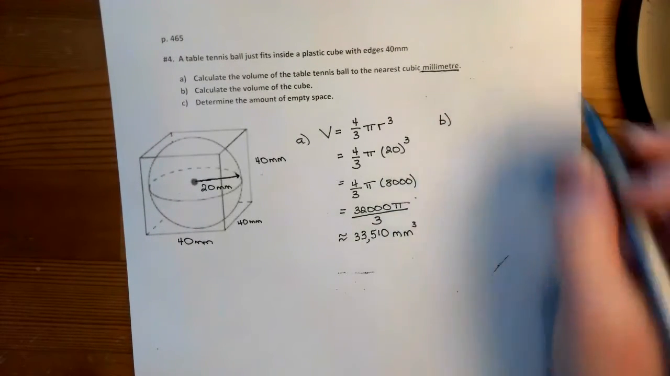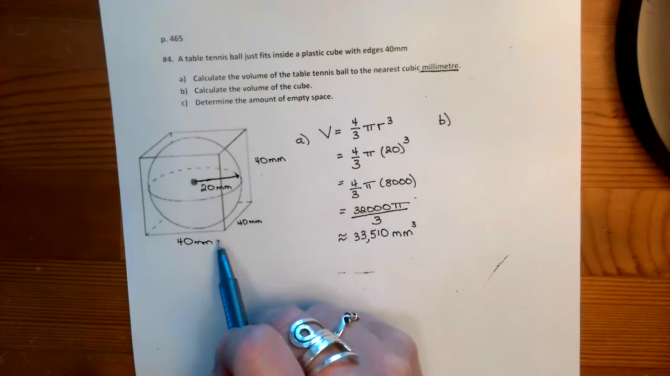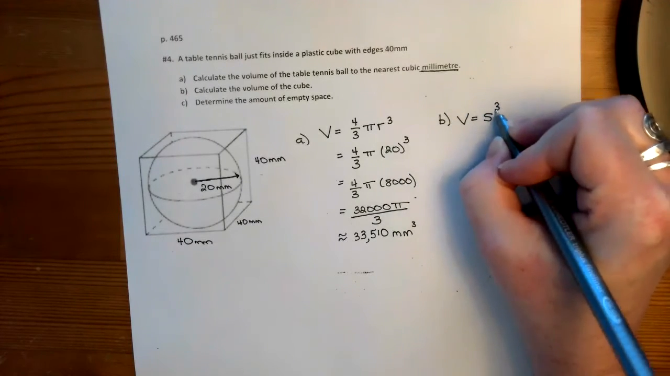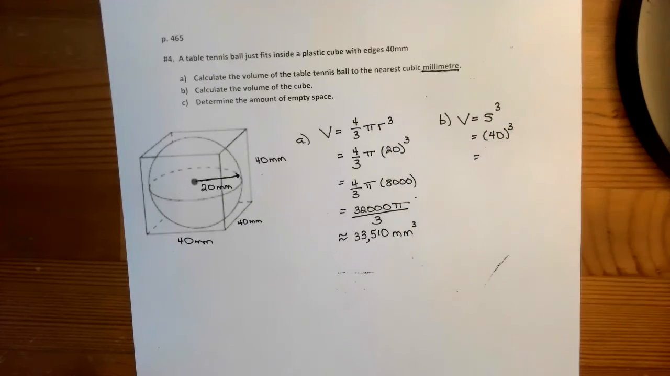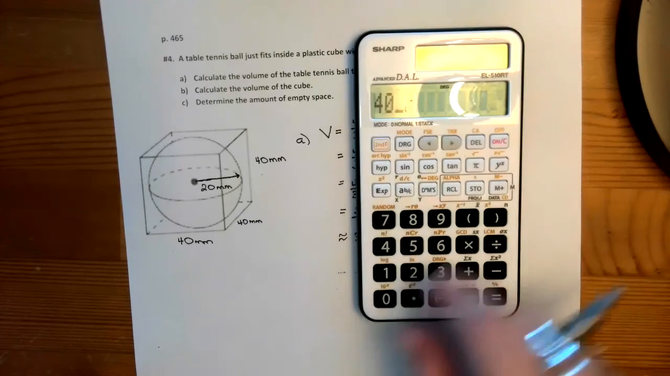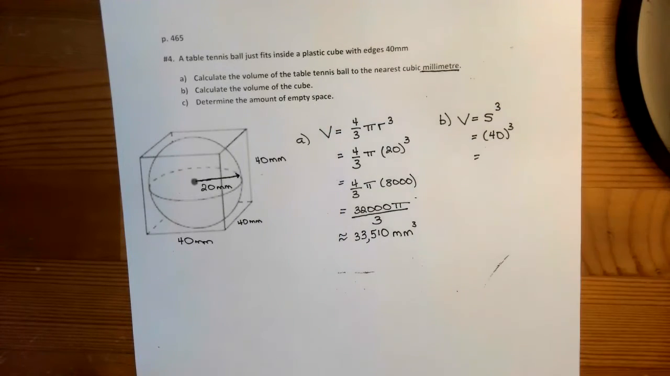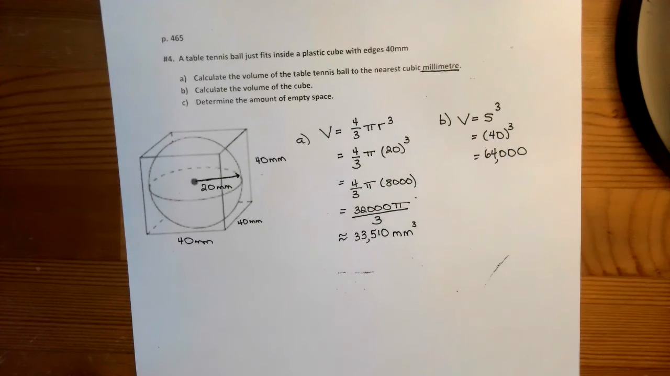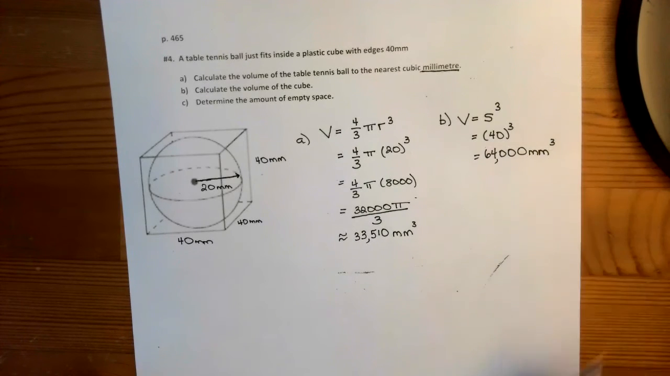Now let's take a look at B. B says calculate the volume of the cube. The volume of a cube is just length times width times height. Because these are all the same, our volume is just our side cubed. That's 40 cubed, which is 64,000 millimeters cubed. Sorry, my lamp keeps putting a weird glare onto my calculator.